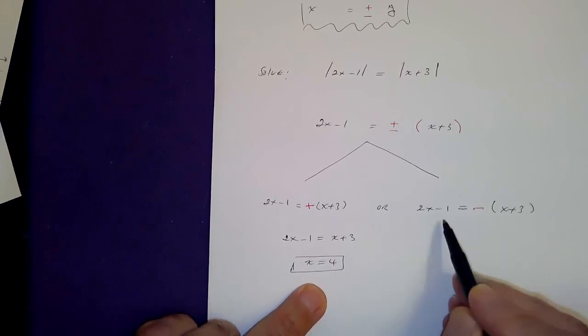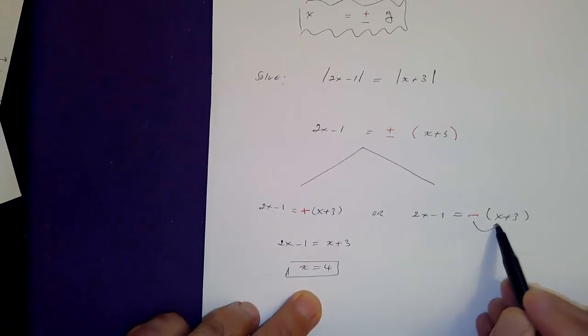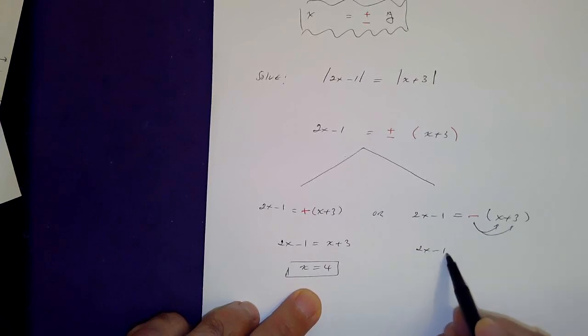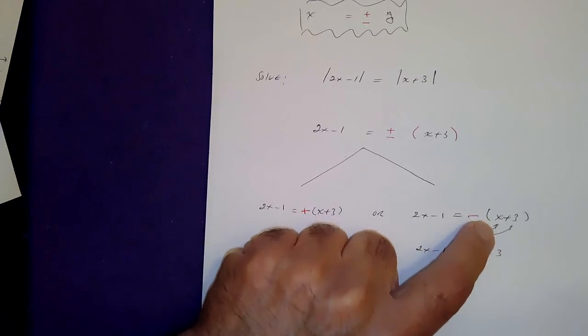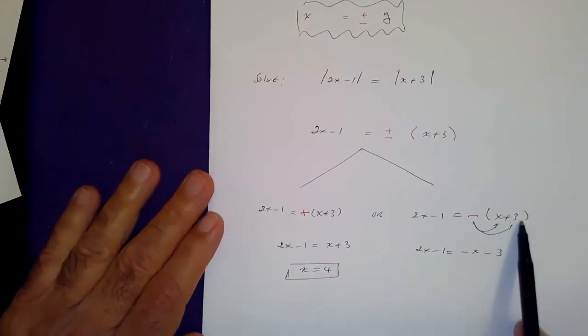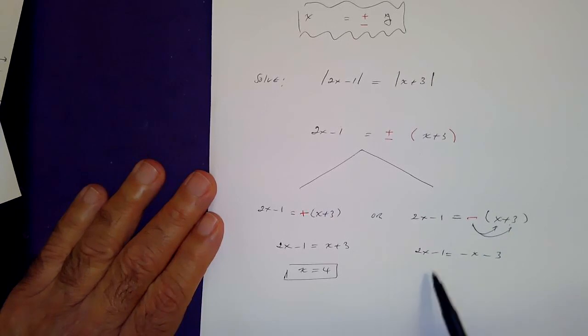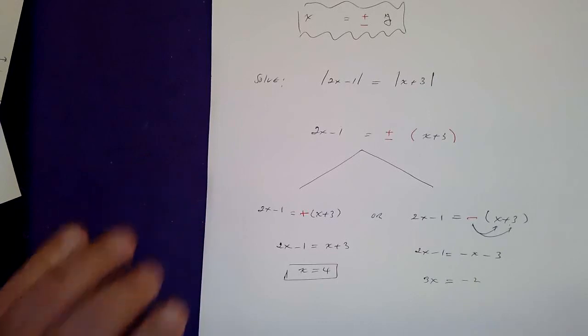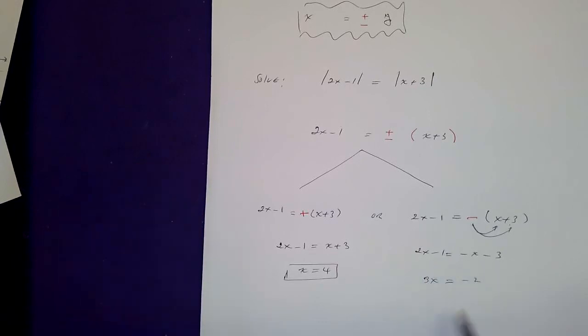Here, before we isolate x, I need to distribute the negative. So I get 2x minus 1 equals negative x minus 3. Remember what a negative sign does in front of the parentheses? It changes everybody's sign inside the parentheses. Collect the x's to the left, so you get 3x. The numbers to the right, you get negative 2. You add 1 to both sides, and then you add x to both sides. So x is equal to negative 2/3. So the solutions are x is equal to 4, or x is equal to negative 2/3.